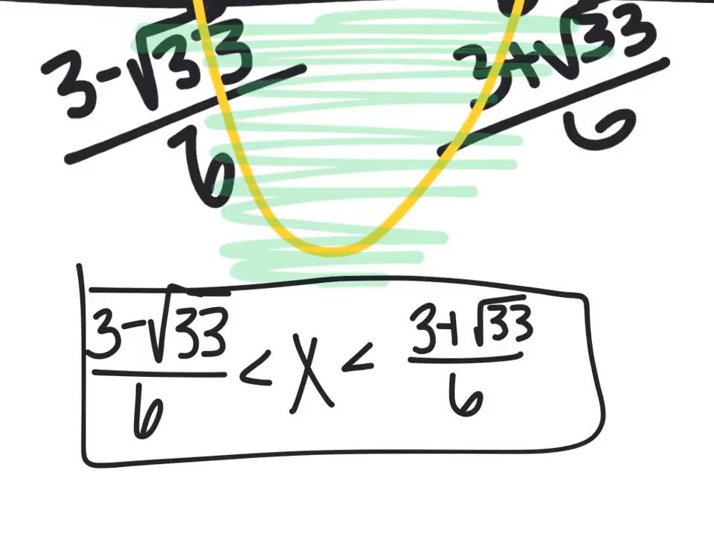So what that means is if my x value is any number between those two, between 3 minus the square root of 33 over 6 and 3 plus the square root of 33 over 6, what do we know about our y value? It's going to be negative. So if my x is between those numbers, my y value is negative. If my x is not between those two numbers, that means my y value is positive.